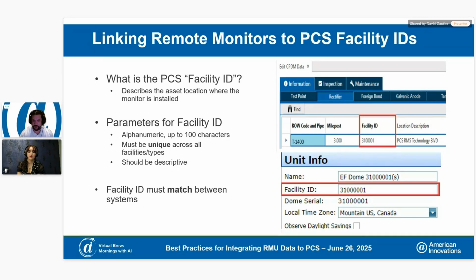The standard way this happens, for test points or foreign bonds or galvanic anodes, is through a combination of the row code or segment code. So what pipeline are you associated with? And then where along that pipeline are you? What's your milepost? The combination of those two things, along with the facility type, makes a facility unique. And if you're familiar with adding data to PCS, you might see windows that appear and say, hey, you're making a duplicate facility. Are you sure you want to do that?